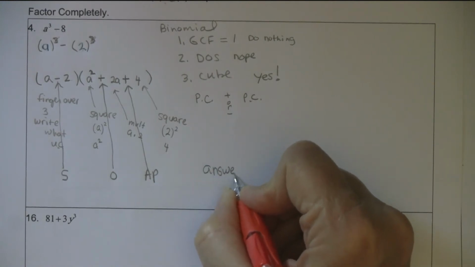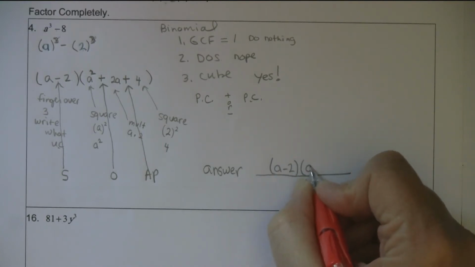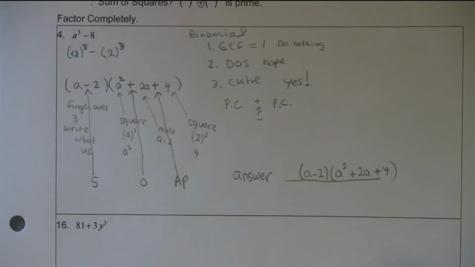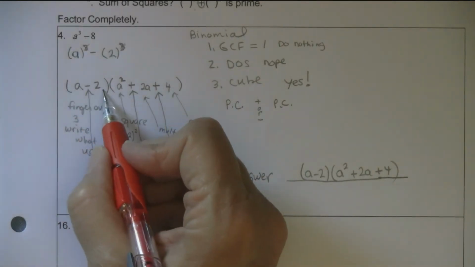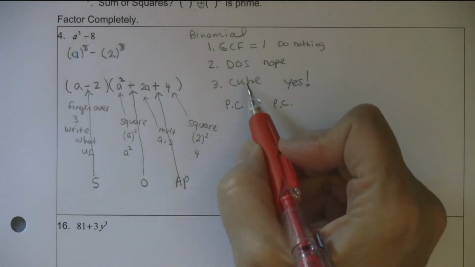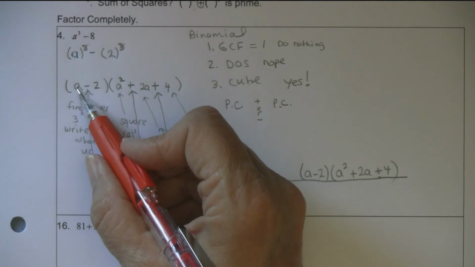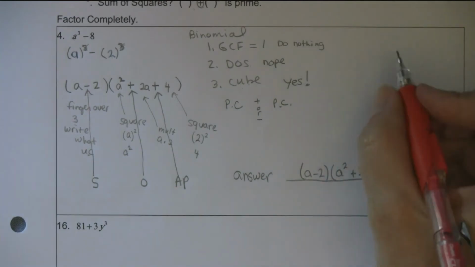Now I want to talk about why it's all done and why it won't factor anymore. In order for it to factor more, this piece right here would have to factor some more. And that is a binomial, but it doesn't have a greatest common factor, and it's not a difference of squares, and it's not a cube, right? This would have to be a to the second or a to the third to be a difference of squares, and a to the third to be a cube. So when it's just a, it's done. We're done.